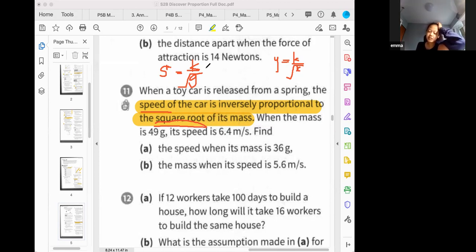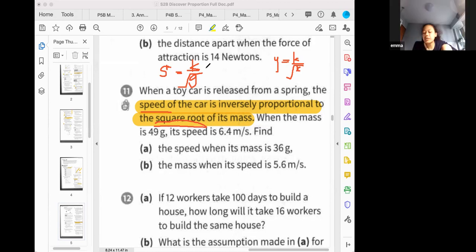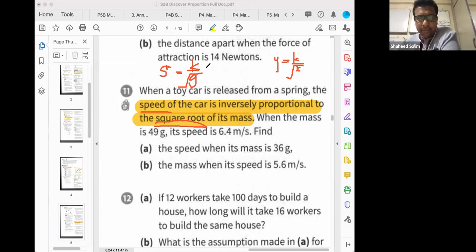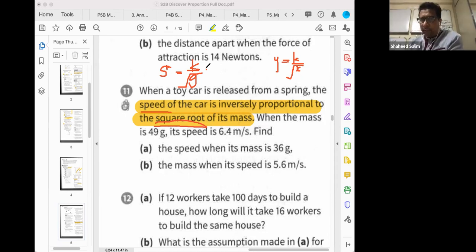Still a decimal. What is your decimal? 123.97. Okay, hold on. What is your K? 123.97. Yeah, okay, correct. Your K is correct. So now you write it down like that.